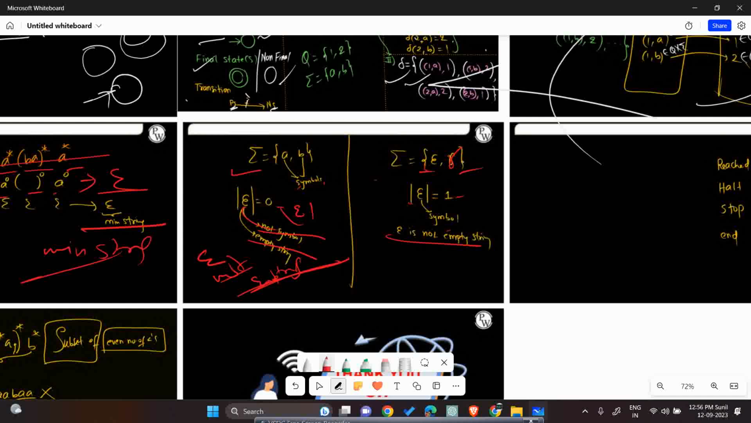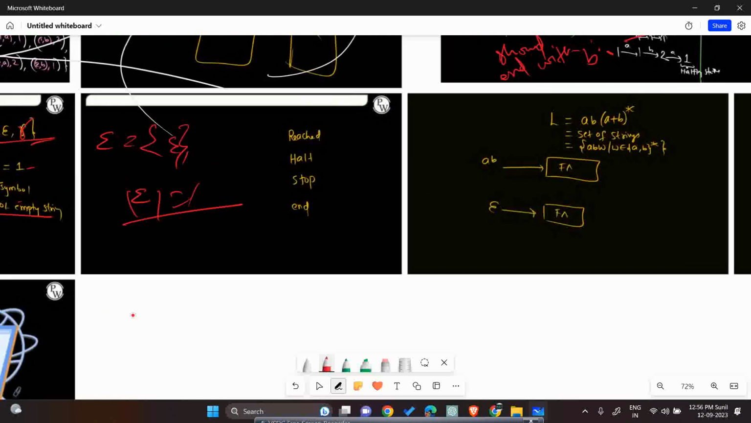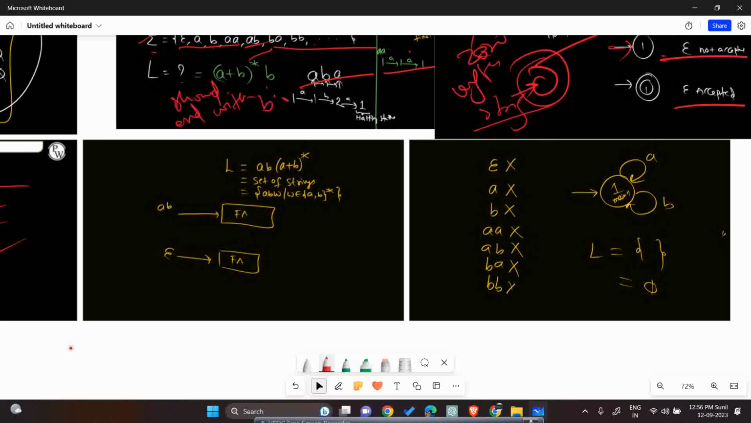Now this is a different case. When the input alphabet defines that epsilon is a symbol, then the length of epsilon will be 1. Now it is not a zero length string. So we can say that L is equal to A comma B, A B star, the set of strings.